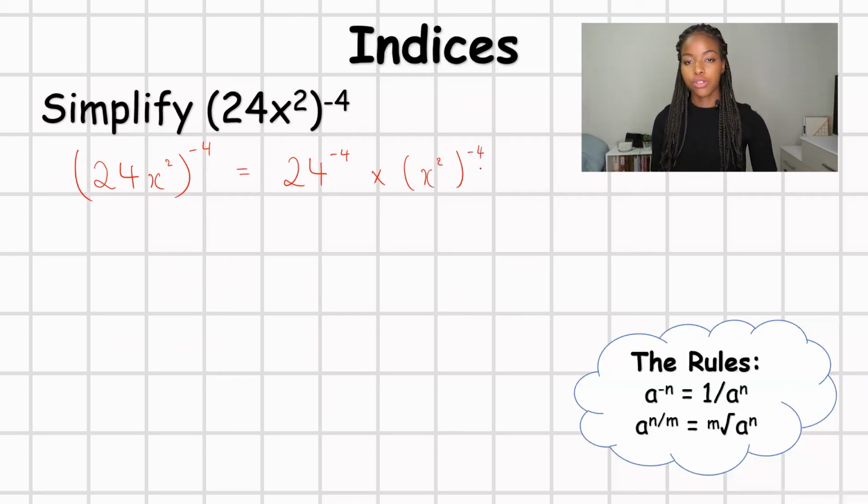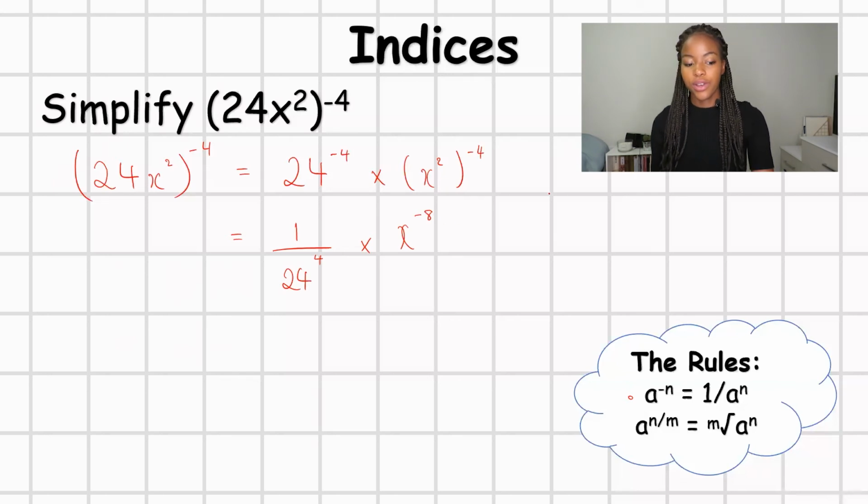Now there's different rules for both of these because they both look different. So this one on the right has an indices. As we learned in the first video, if we're putting a power to another power, we multiply them together. But for this one, we have to use the first rule here. So 24 to the power of minus 4, we would do 1 over a, which is 24, to the power of n, which is 4. And we're multiplying that by x squared to the power of minus 4. So that's x to the power of 2 times minus 4, which is minus 8.